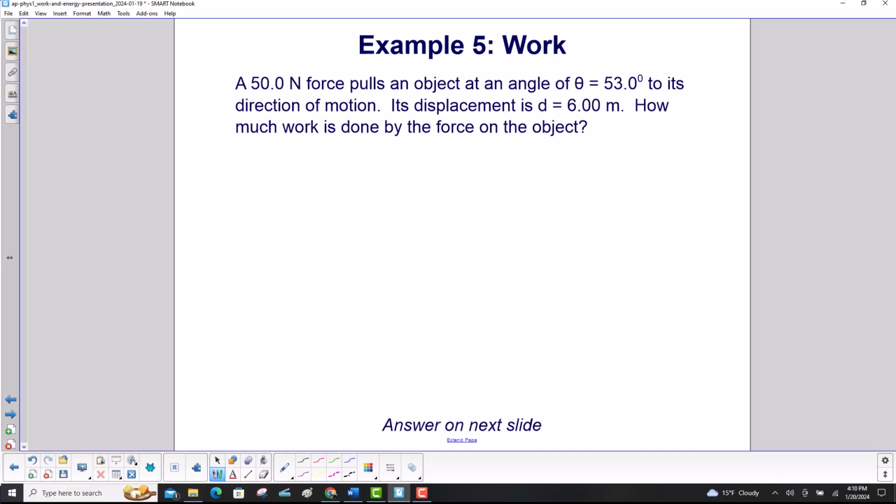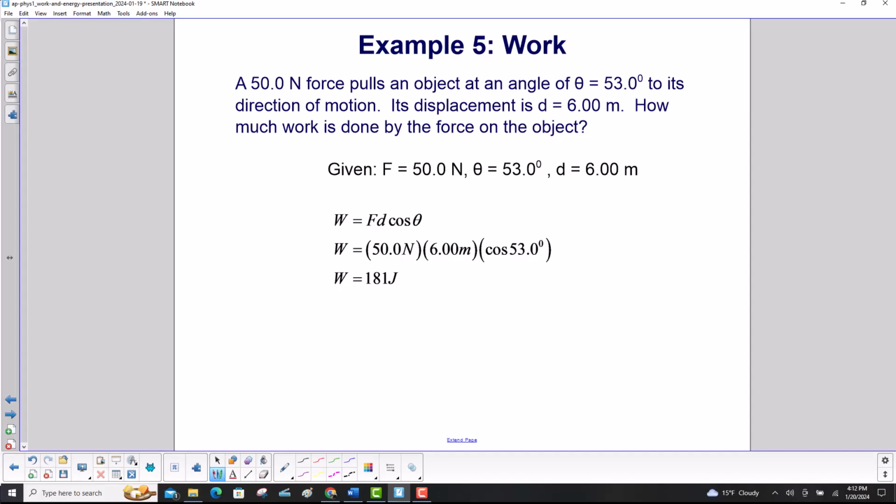Now we have a two-dimensional problem. We have a 50 Newton force pulling an object at an angle of 53 degrees to its direction of motion. Its displacement is 6 meters. How much work is done by the force on the object? We now have a two-dimensional problem, so we use our full equation here. We plug in the values, force, d, and the cosine of 53 degrees, and we get 181 joules.